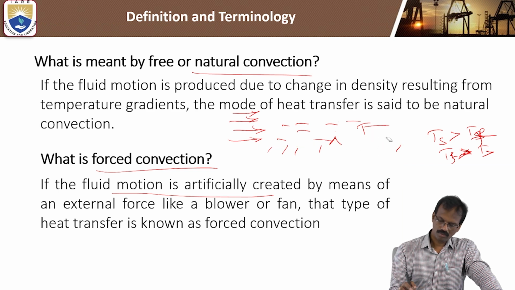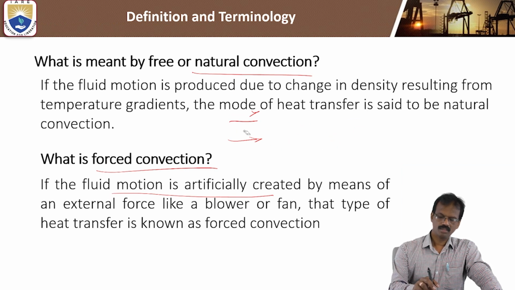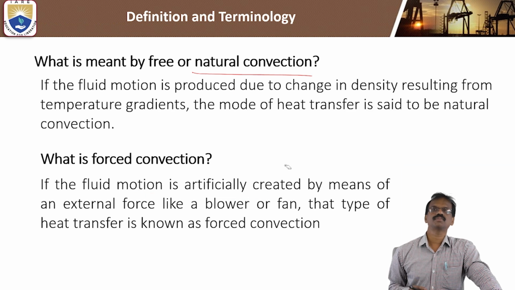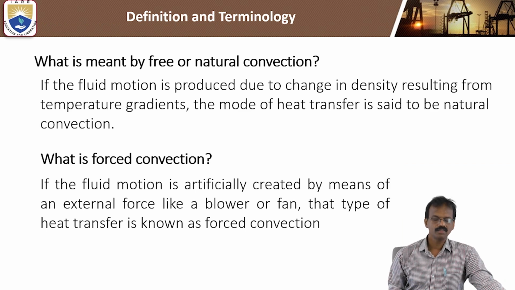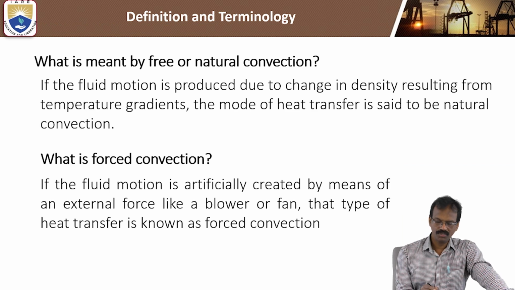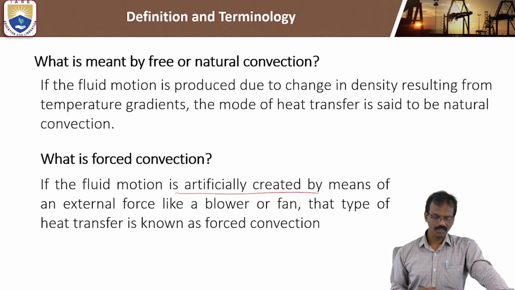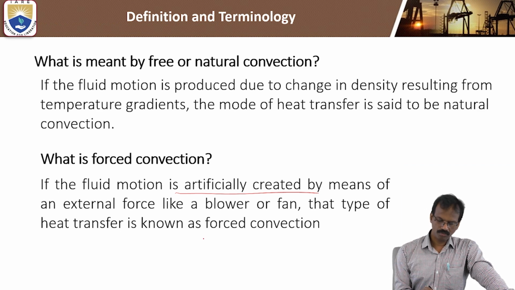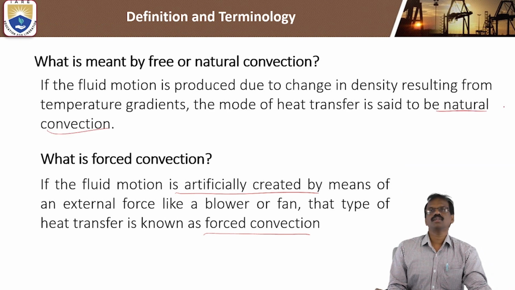The type of convection depends upon the bulk movement of the particles. In some cases, particles move naturally by the effect of buoyancy. In some cases, fluid particles move by some external agent. Artificial movement of the fluid particles is called forced convection. So this is regarding convection.